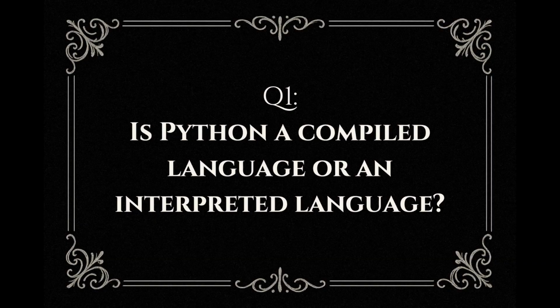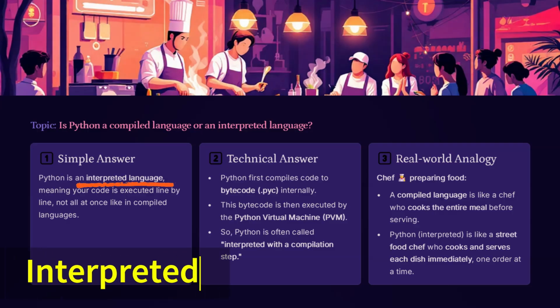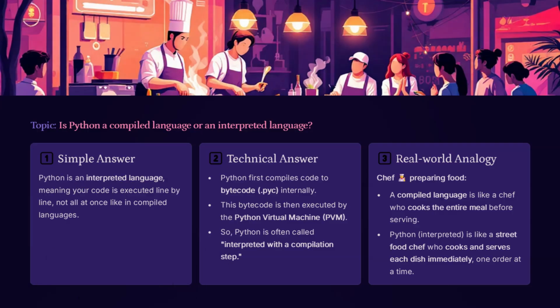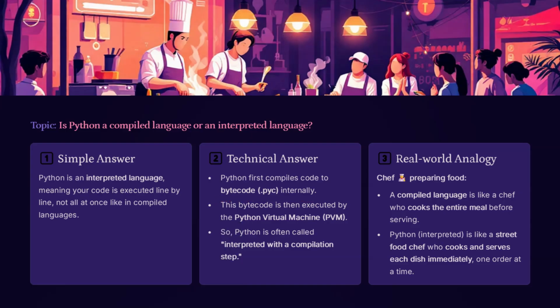Is Python a compiled language or an interpreted language? Python often feels different from traditional programming languages because of the way it runs code. In simple terms, Python is interpreted, which means your code is executed line by line rather than compiled all at once. Technically, Python first compiles your code into bytecode, which is an intermediate .pyc format, and then the Python virtual machine executes that bytecode step by step.